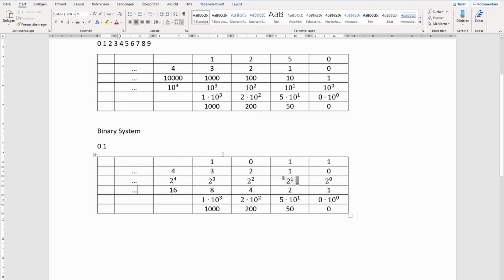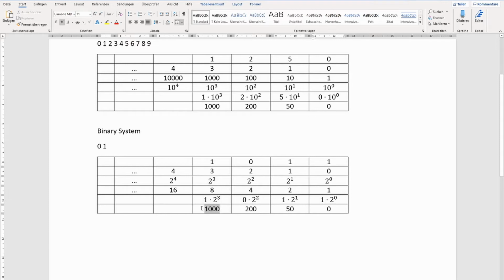Okay? And here we do it the same. That's of course then 2, 2, 2, 2, 2. 1 time this, 0 times this, 1 time this, 1 time this. 1, 0, 1, 1, and here the values.